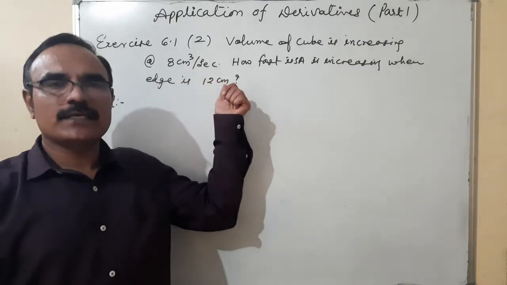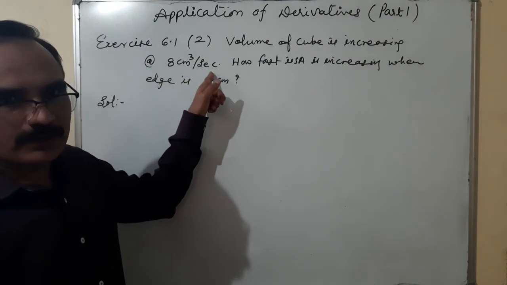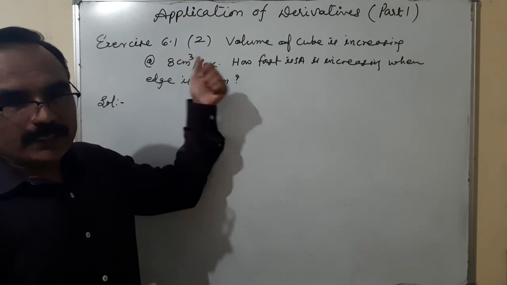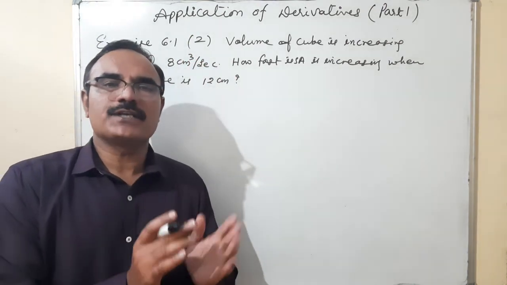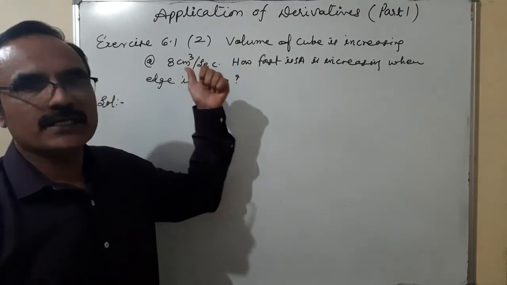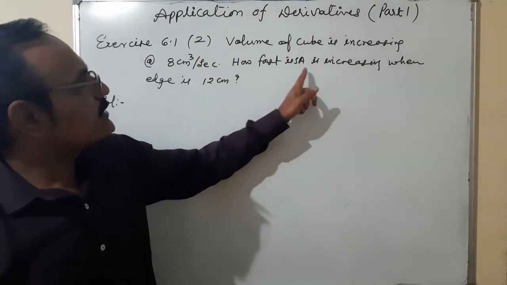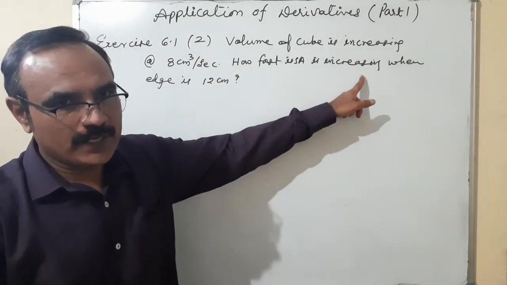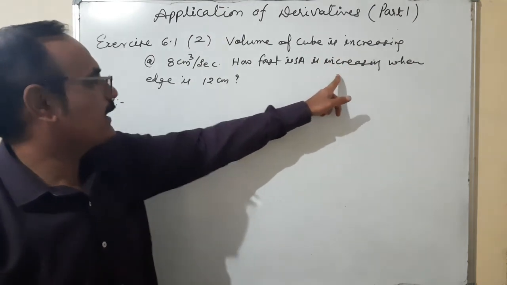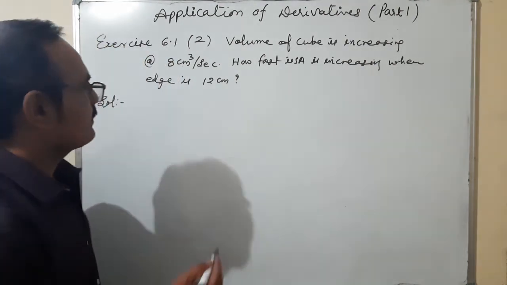Clearly it is mentioned centimeter cube per second, that means it is dV upon dt, per second time. And dV upon dt, what does it mean? The rate of change of volume. So clearly one thing is given, the rate of change of volume of cube is equal to 8 centimeter cube per second. Okay. We are going to find how fast the area is increasing. That means we are going to find the surface area dS upon dt, which we are finding when the edge is given 12 centimeter. Is it okay?